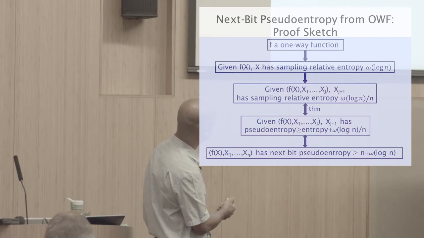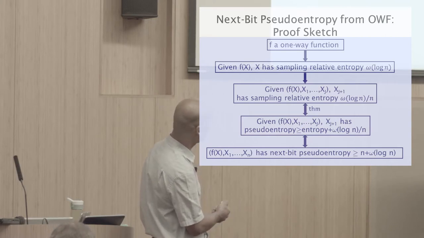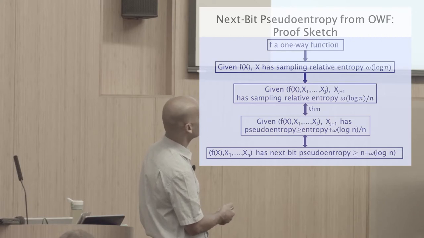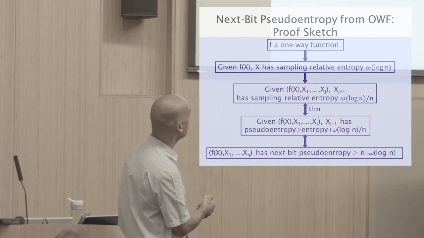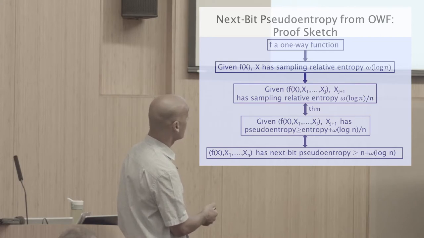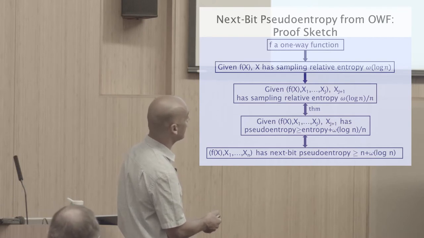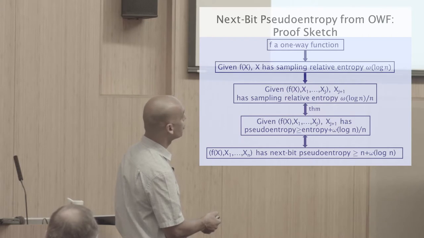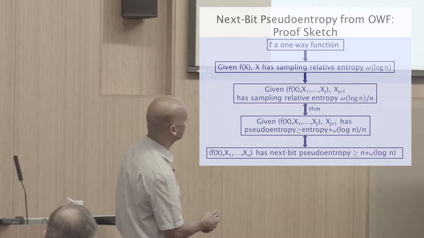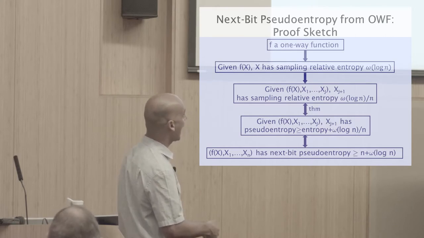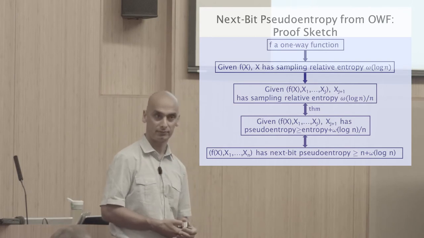So now this requires proof, but this is kind of like a chain rule for sampling relative entropy. If we break x into bits, what we want to say is that on average, the bits of x given f of x and the previous bits have sampling relative entropy super logarithmic in n divided by n. Here j is uniformly random from 1 to n, so I'm averaging over the n bits, asking how much sampling relative entropy they have.